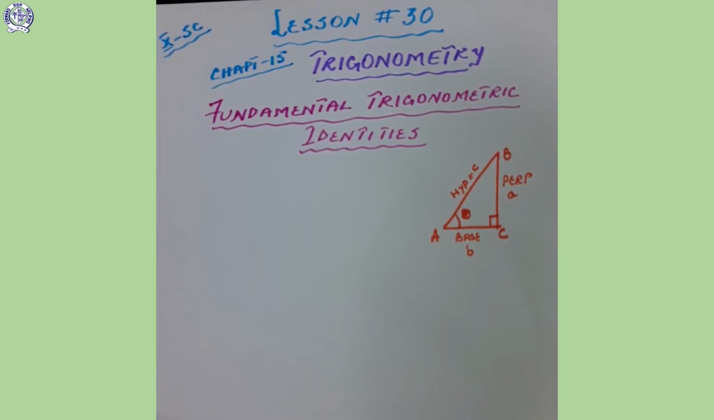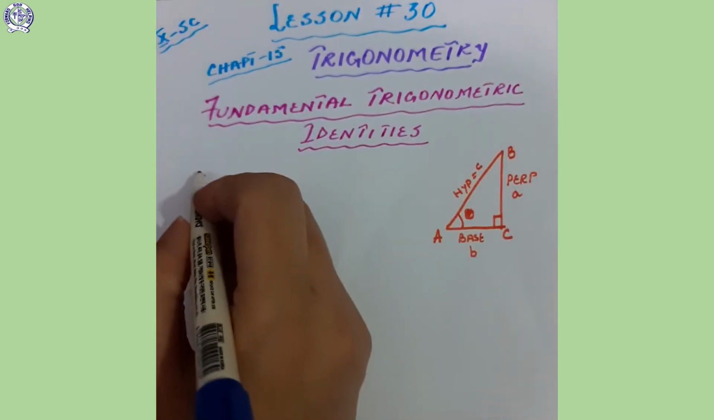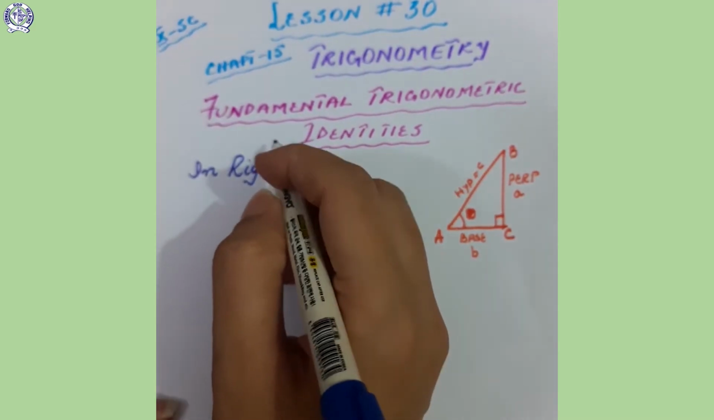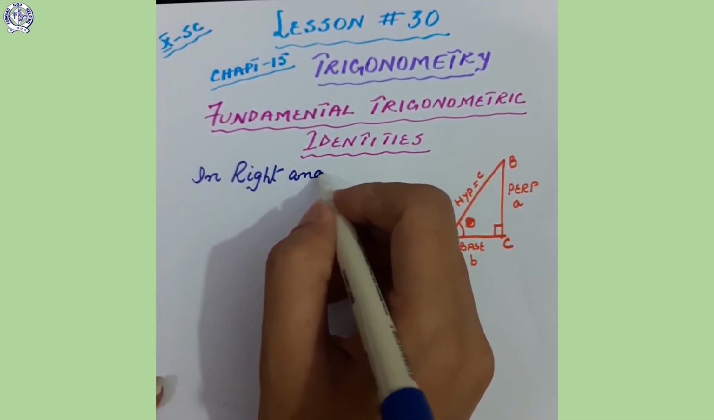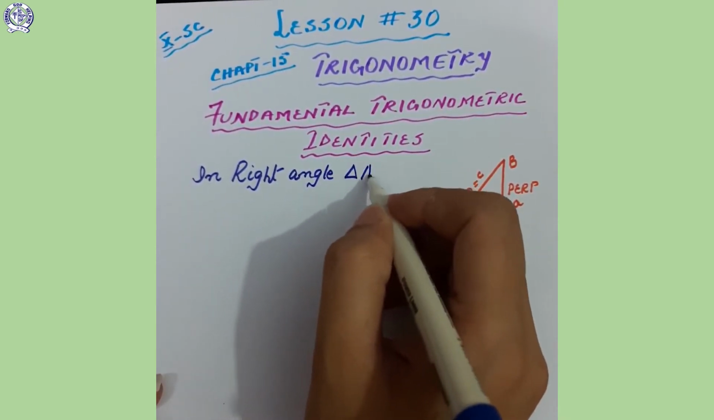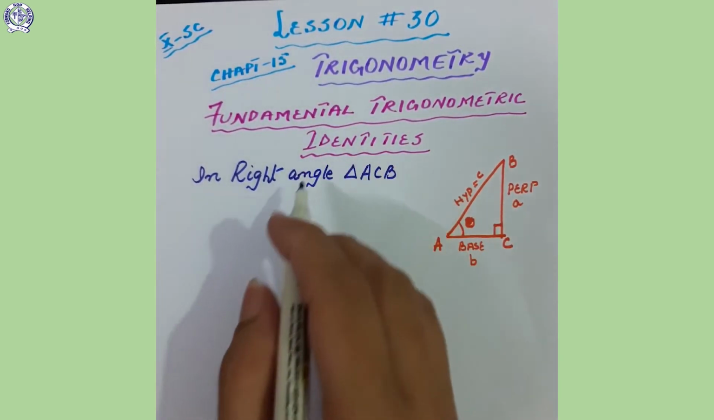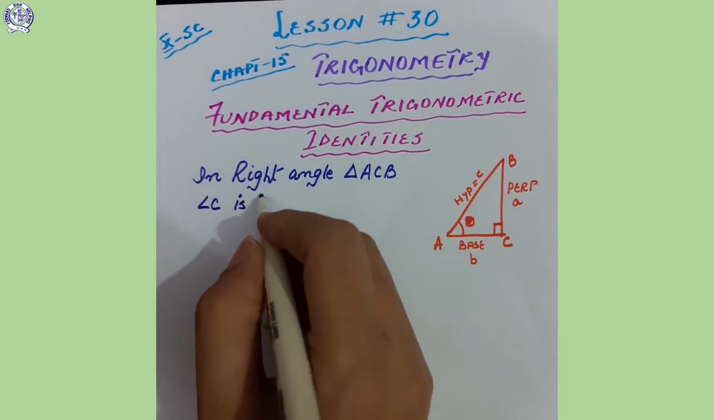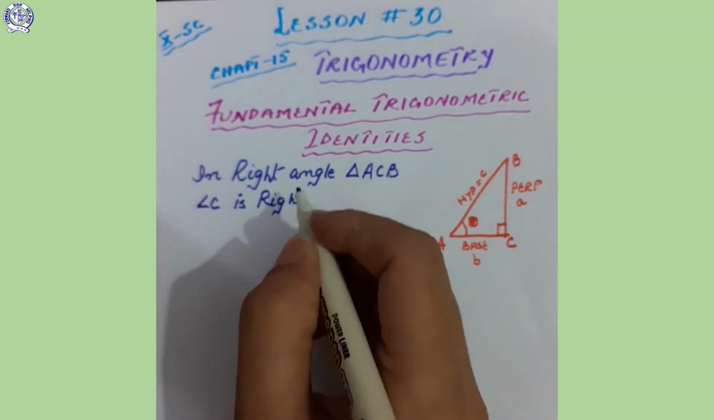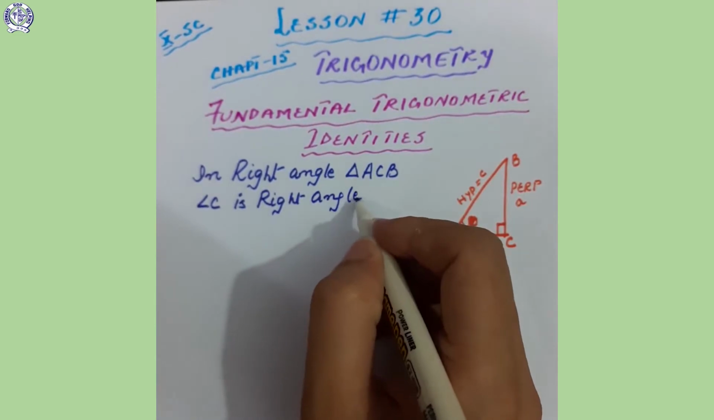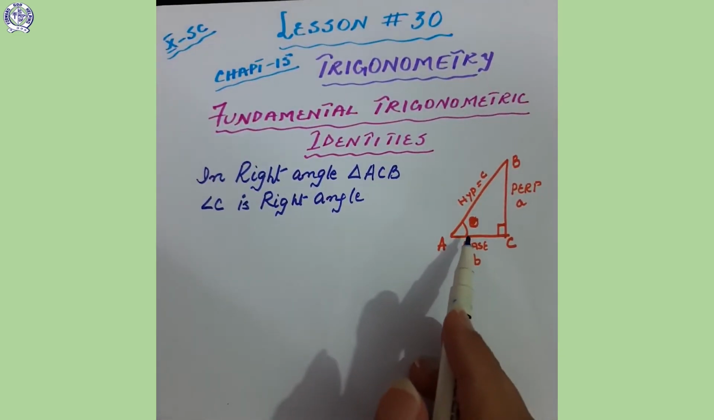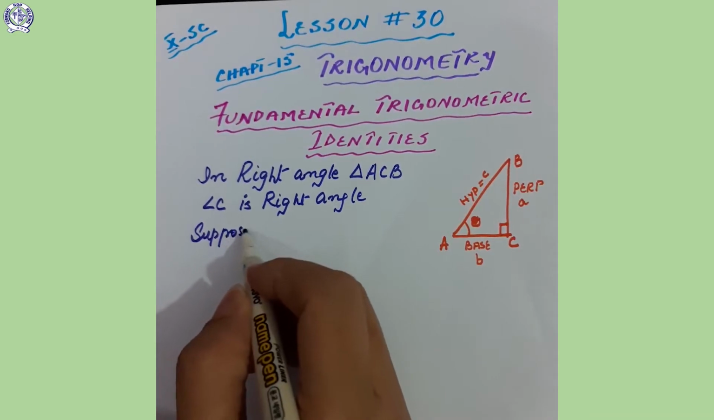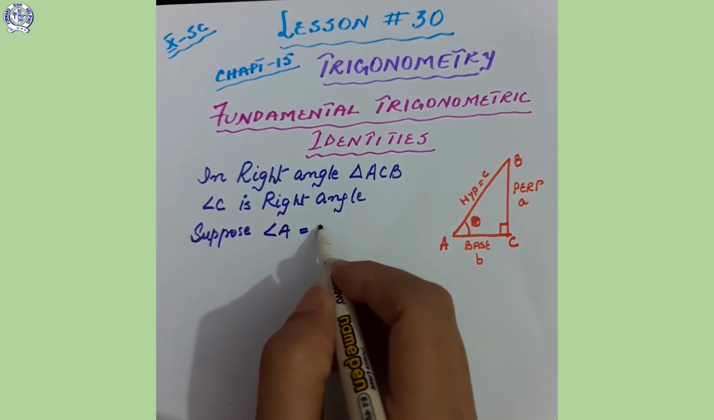Now in the right angle triangle ACB, you have to mention also that angle C is right angle, and angle A here is, suppose it is theta, it is unknown, so suppose angle A is theta.